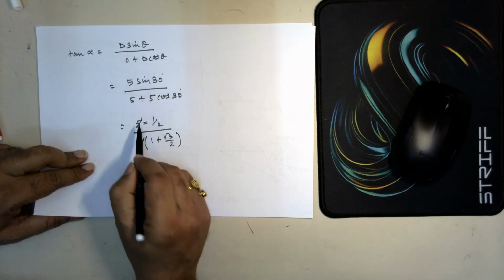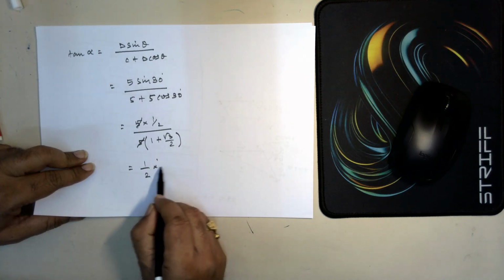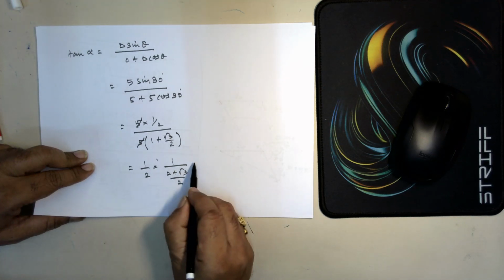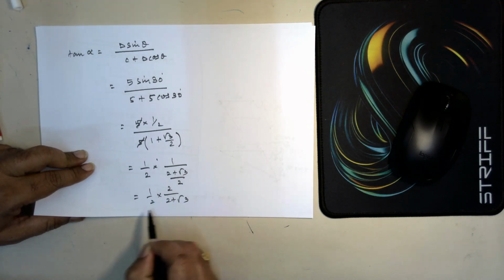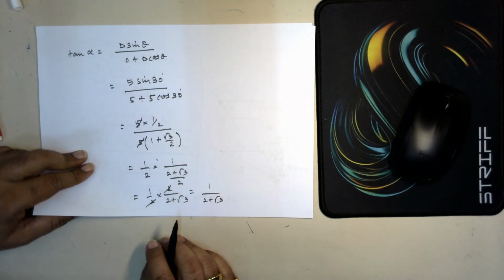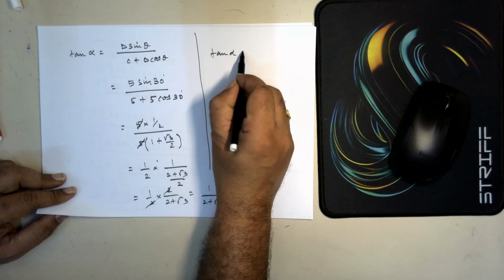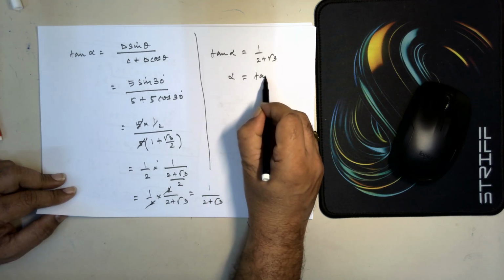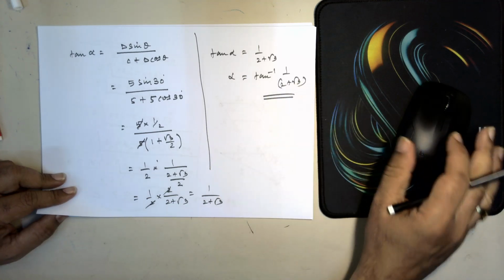So you can strike out this 5. Now 1 divided by 2 into 1 by 2 plus root 3 divided by 2, right? So 1 by 2 into 2 by 2 plus root 3. So 2 can be cancelled. So 1 by 2 plus root 3. Okay. Now you can declare this as tan alpha is equal to 1 by 2 plus root 3. Therefore, alpha is equal to tan inverse of 1 by 2 plus root 3. Okay, you can leave it as such.